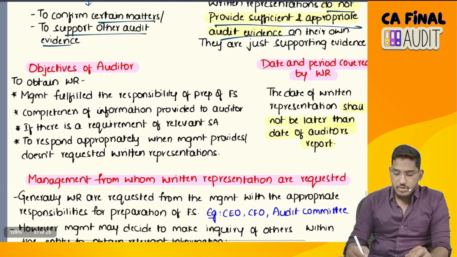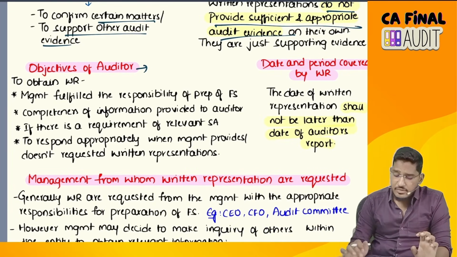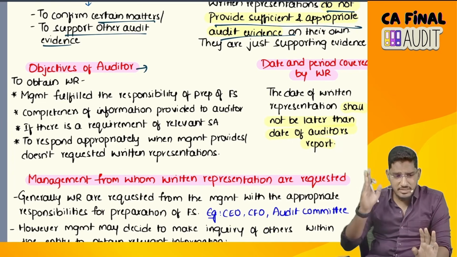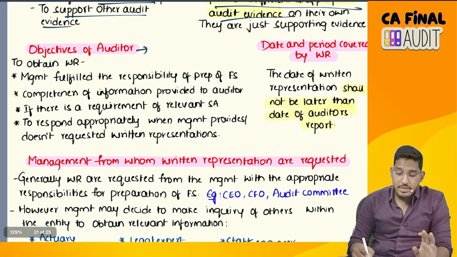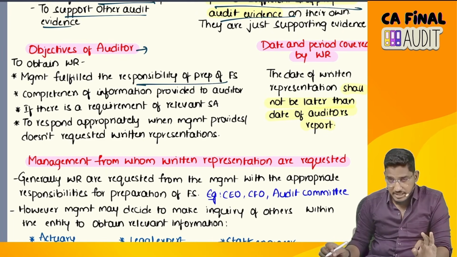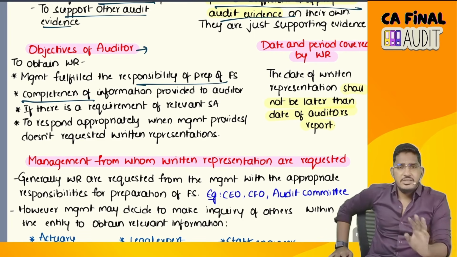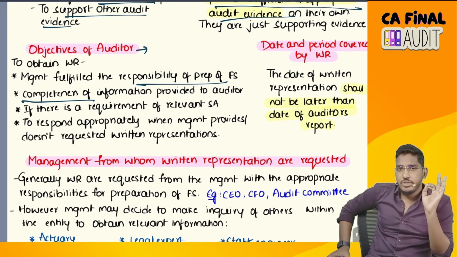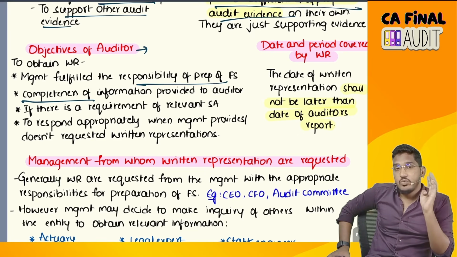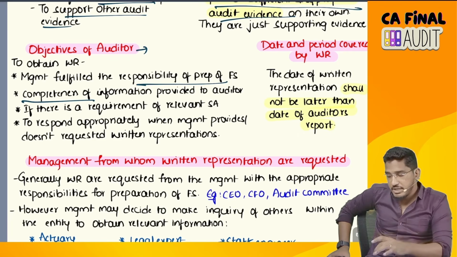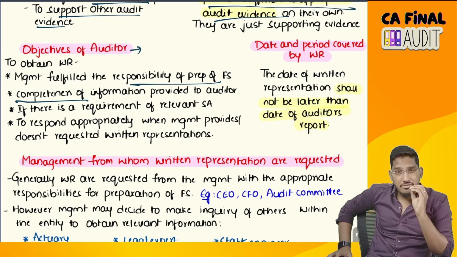Now, what are the objectives of the auditor? Sir, regarding which matters do I need to obtain written representation? Number one, every auditor must compulsorily get a written representation from the management that the management has fulfilled its responsibility for preparation of the financial statements and has completely provided the information to the auditor. This is a must. Every auditor must get this written representation from every company: that management has fulfilled its responsibility for preparation of the financial statements and has completely provided the information to the auditor.